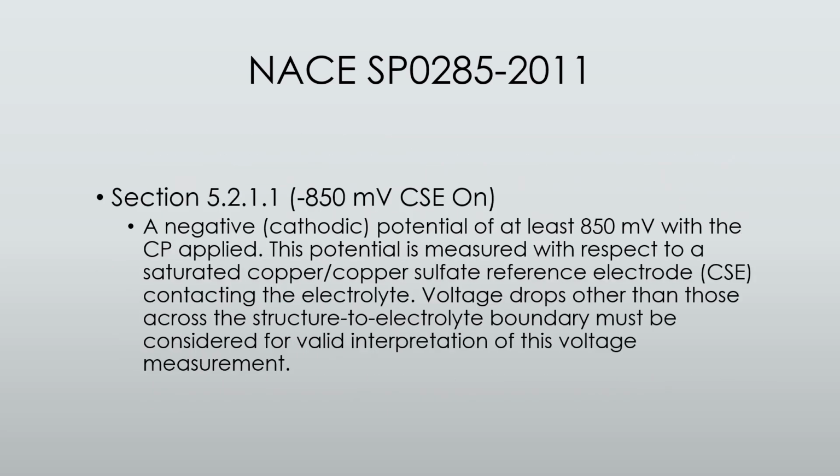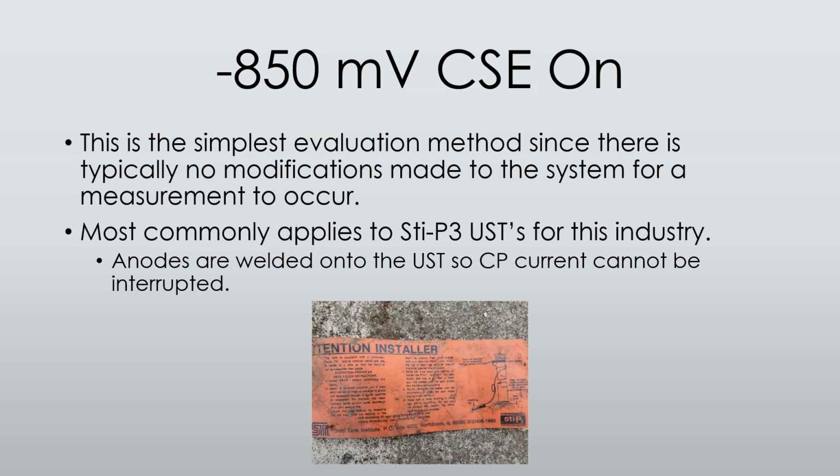So we'll start with the first one listed, the -850 on criteria. A negative cathodic potential of at least 850 millivolts with the CP applied. This potential is measured with respect to a saturated copper-copper sulfate reference electrode contacting the electrolyte. Voltage drops other than those across the structure to electrolyte boundary must be considered for valid interpretation of this voltage measurement. The -850 on criteria is probably the simplest evaluation method, as there's really nothing to modify or change. It generally applies to Type 3 USTs.